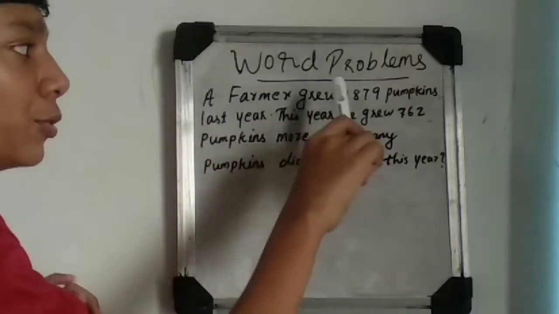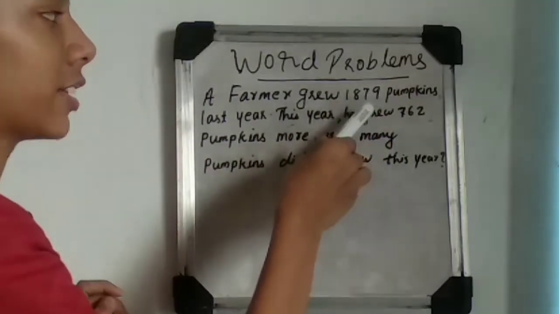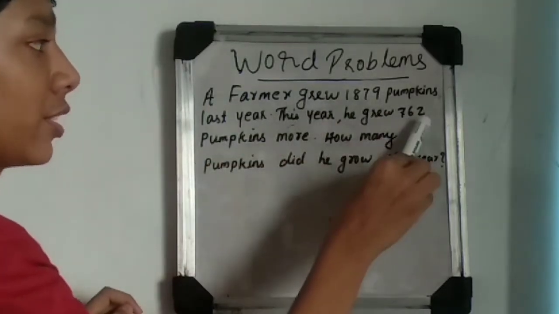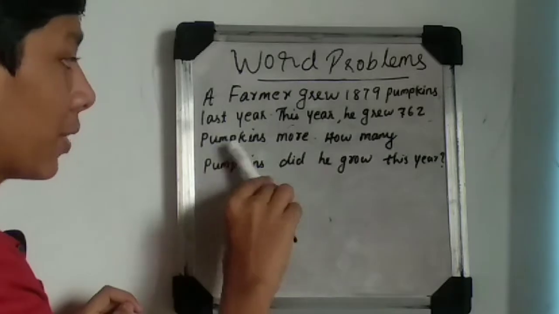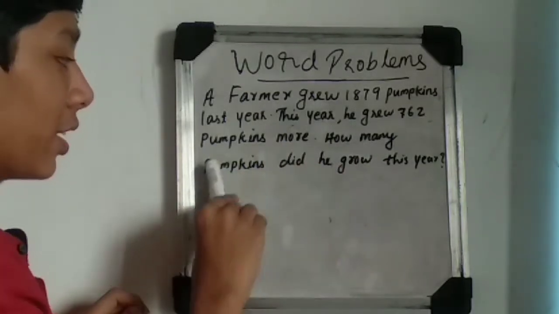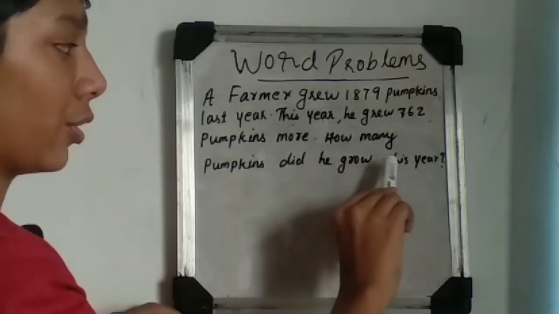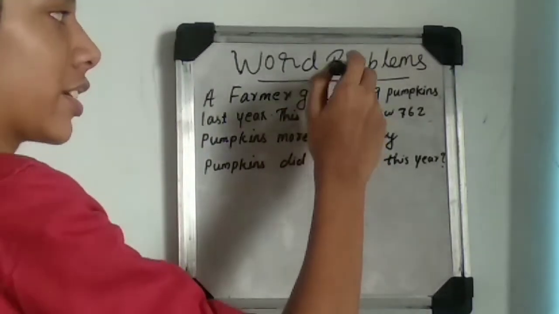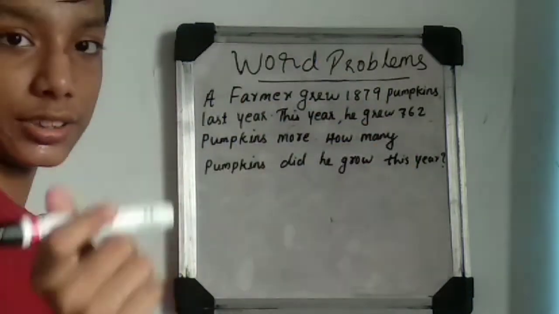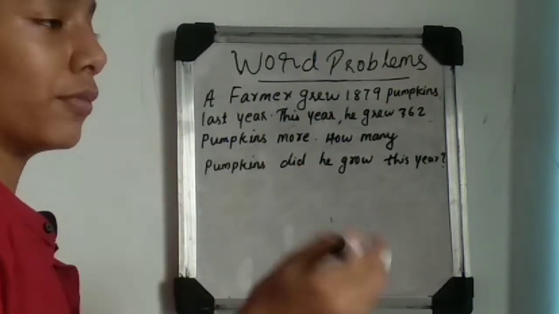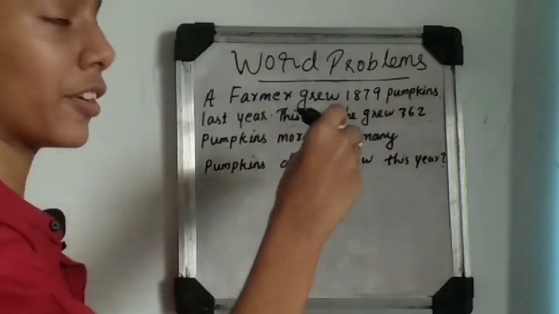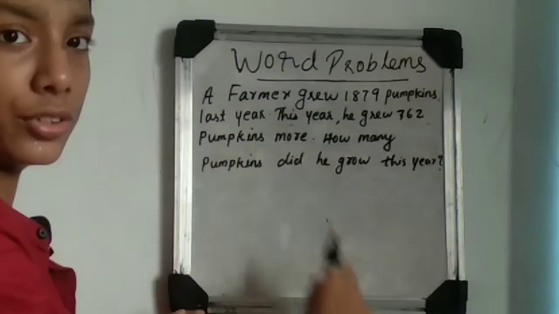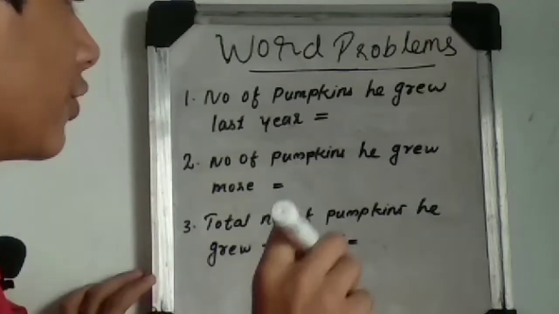Now we can do one more problem. A farmer grew 1879 pumpkins last year. This year he grew 762 pumpkins more. How many pumpkins did he grow this year? So the farmer grew 1879 pumpkins last year and this year he grew 762 pumpkins more. So we have to find how many pumpkins he grew this year. Now we can solve the problem.